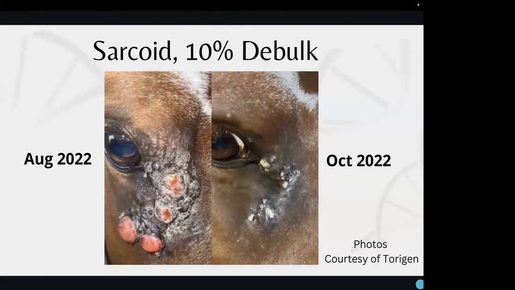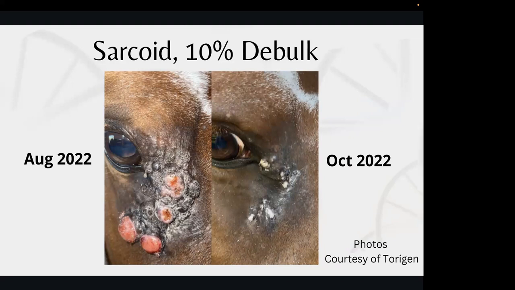So this is an example of the Torsion vaccine being used in a horse for a sarcoid. I don't know if anyone out there is doing large animals. I don't know much about horses. I do know that if you can get a sarcoid off, you can usually cure that horse. But as you can see in this photo, this is not an easy area to do surgery.